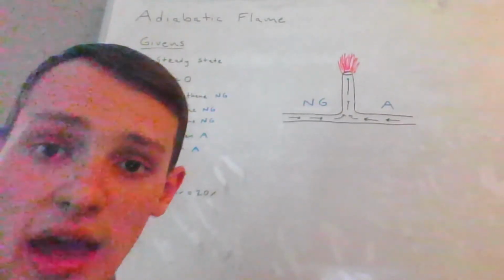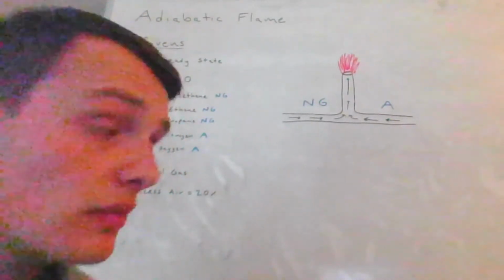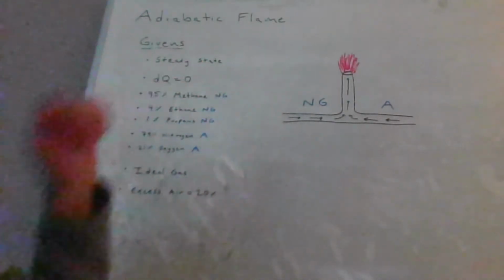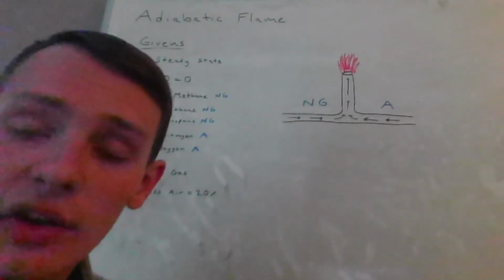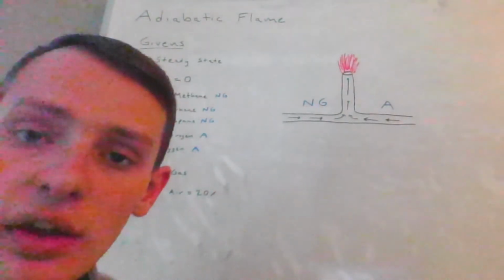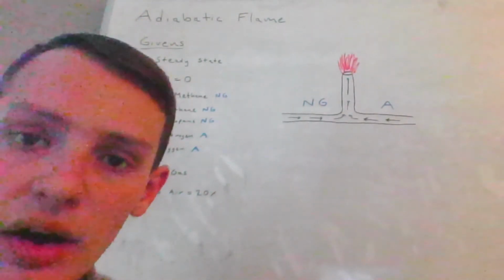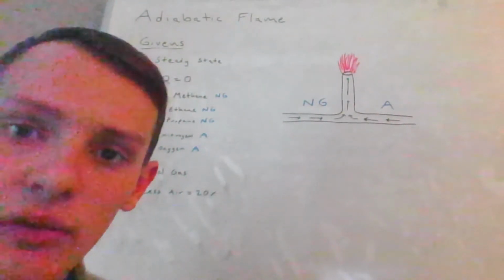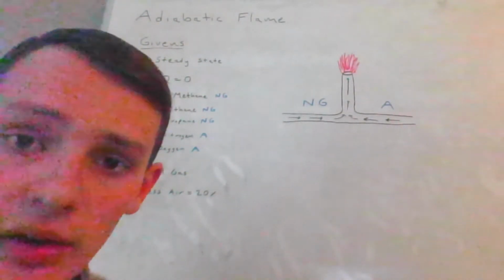So let's take a look at our givens, and we are given that we're at steady state. We already know that we have an adiabatic process that's going to be producing our flame, but what we're tasked with is finding the temperature of that flame. And let's think about what all of this means in terms of our energy balance.